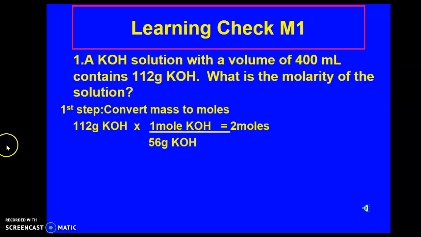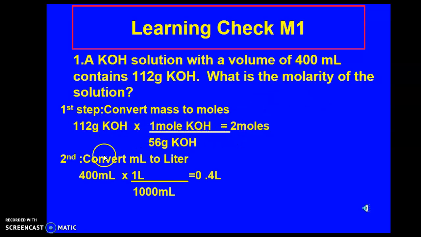Step 1. Convert mass to moles. 112 grams KOH times 1 mole KOH over 56 grams of KOH. Remember, 56 is the total mass of KOH. Potassium is 39 plus oxygen 16 plus hydrogen 1 gives 56 grams of KOH. And when you do that, you get 2 moles.